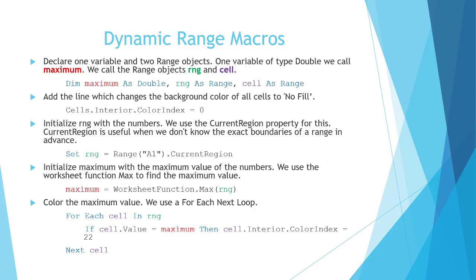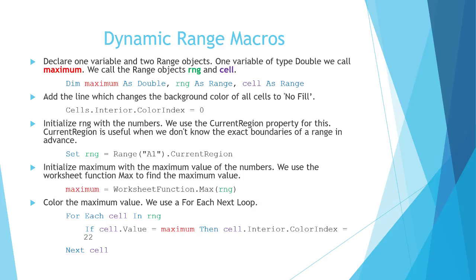So we're going to set RNG variable equal to the range A1 period current region. So this is when we use an absolute macro. It's going to be absolute based off A1 and the current region that surrounds it. But you could very easily switch this to a relative macro and do something with a similar effect.